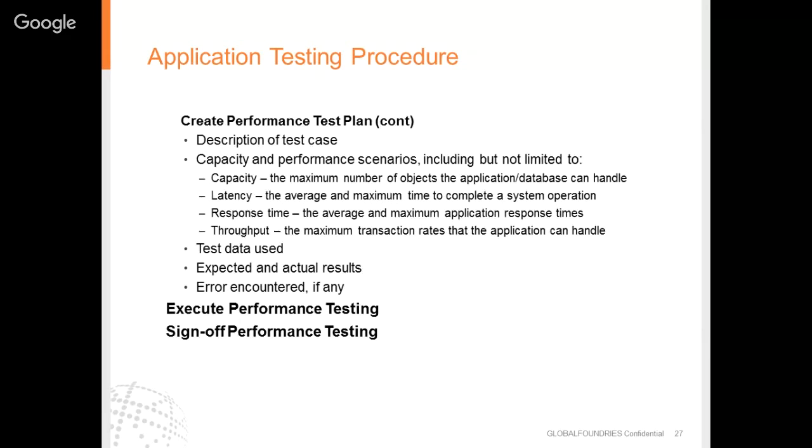The capacity performance test plan should also include the test data used, expected and actual results, and errors encountered, if any. Then we are expected to execute the performance testing and get the sign off from performance testing.